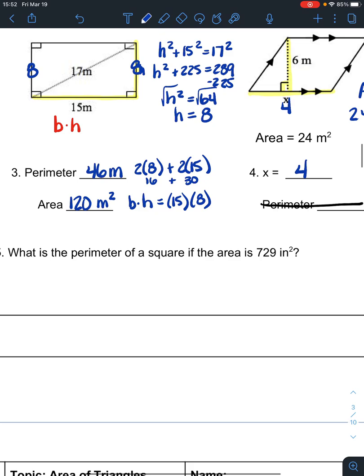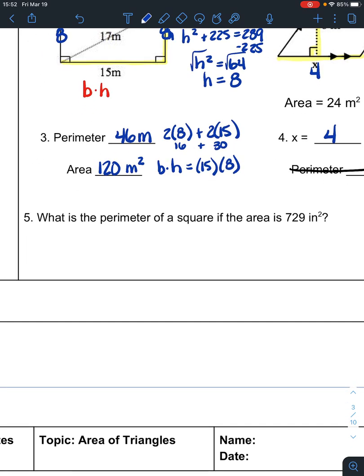Now, what is the perimeter of a square if the area of the square is 729? Well, let's look at this square. So a square is a parallelogram, so it follows the base times height rule. Okay, but the thing about a square is that its sides are congruent. So the area of a square is actually side times side, or we could say that the area is side squared. So if the area is 729, then side squared is 729.